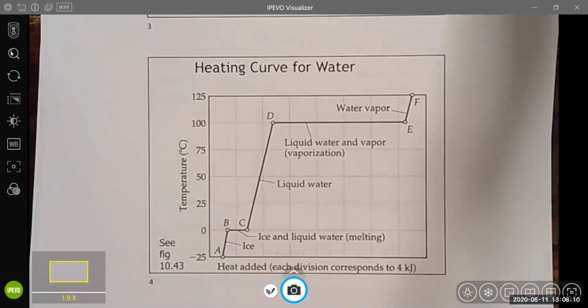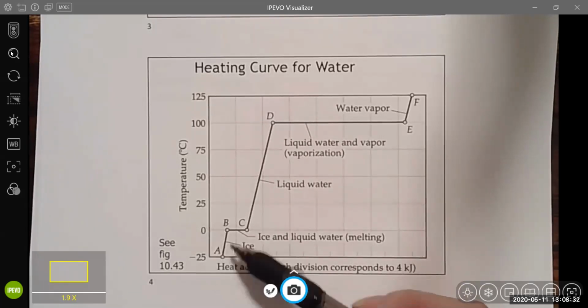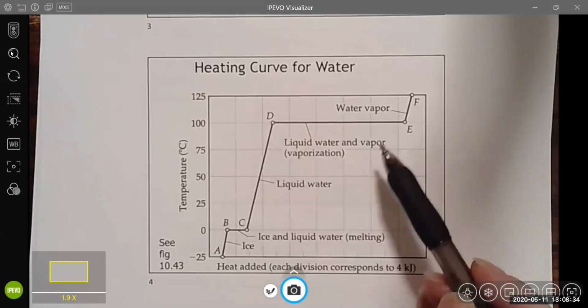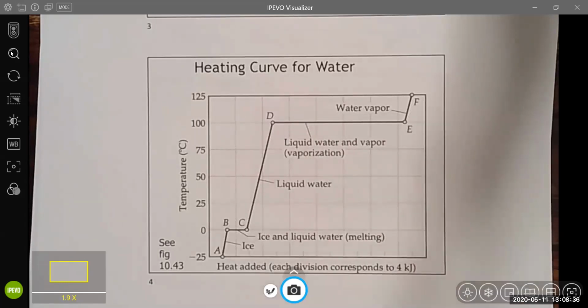But this is the heating curve for water. So we're going to stare at it and kind of analyze it for a minute. As we said, we have temperature on the Y and we have heat on the X. And this is telling us that each division here is about 4 kilojoules on this particular graph. And we're calling it a curve, but it's more like steps. If you look at the points A, B, C, D, E, F, we're going to talk about all those points and what's going on.